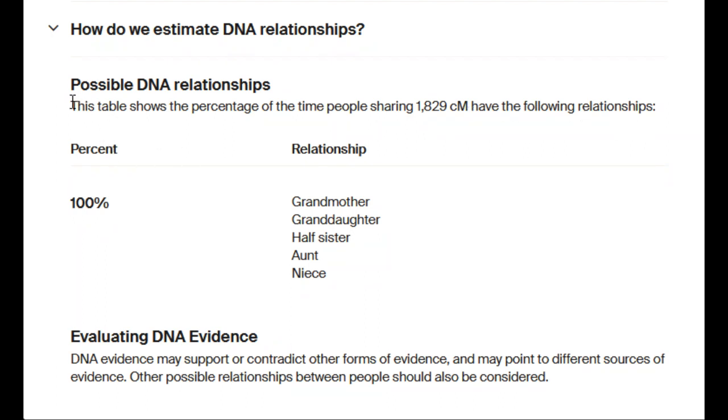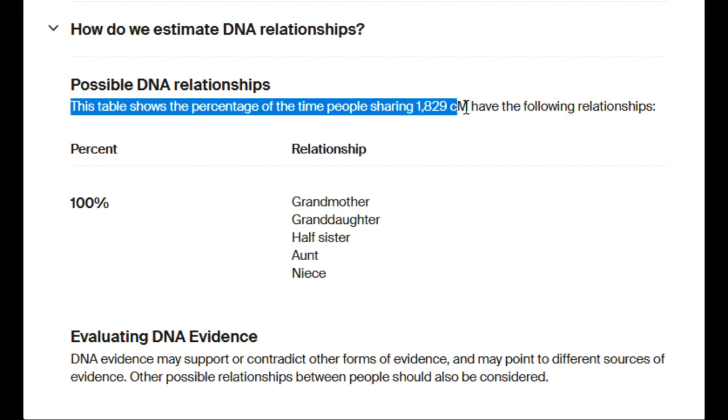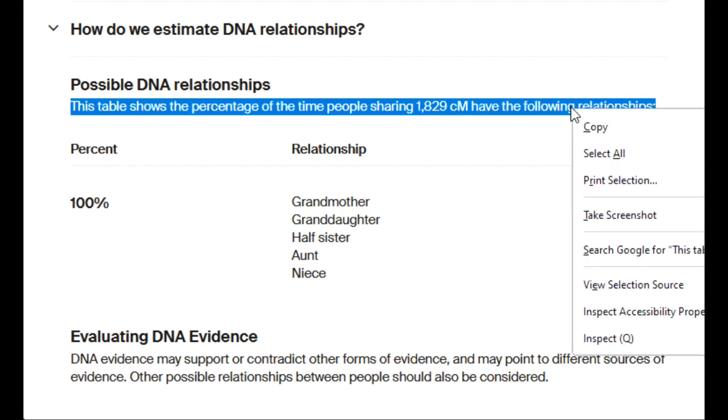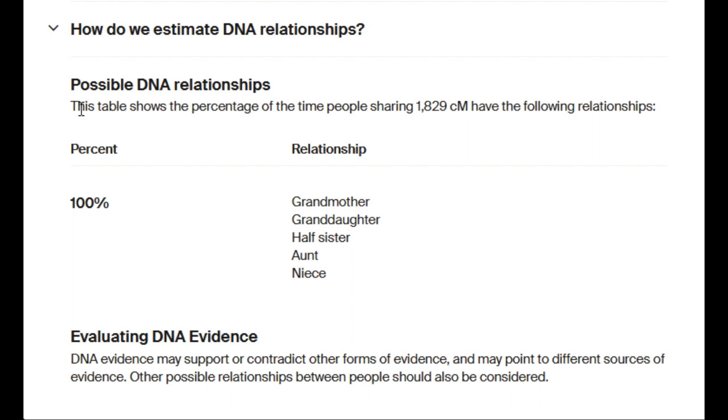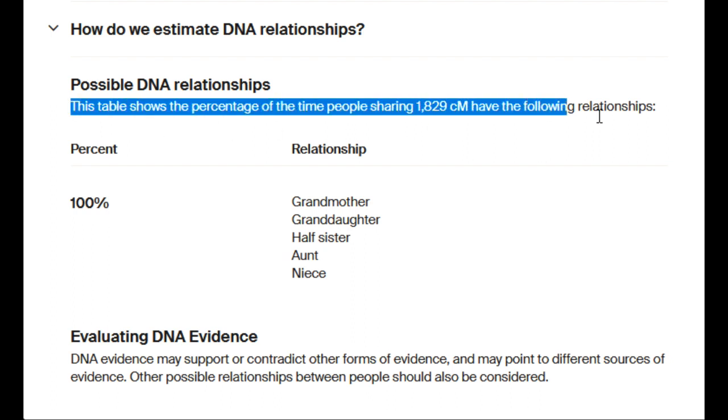Let's talk about this statement right here. Can we highlight that? Nope. Let's talk about that statement. This table shows the percentage of the time people sharing 1,829 CMs have the following relationships.